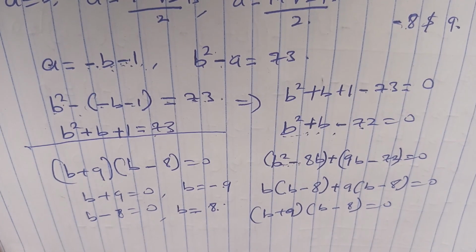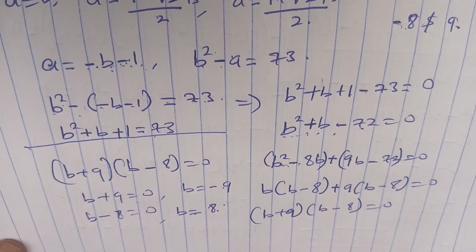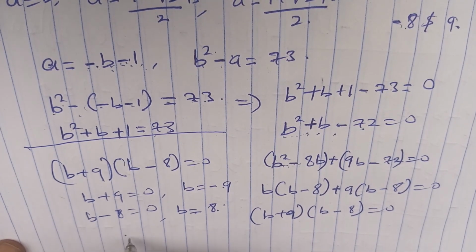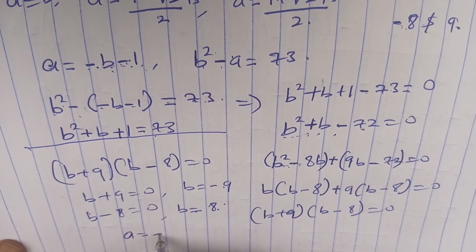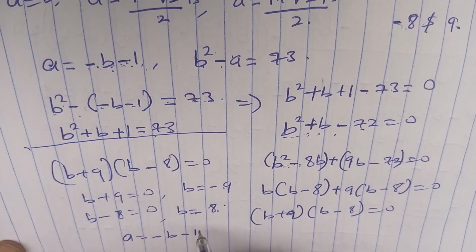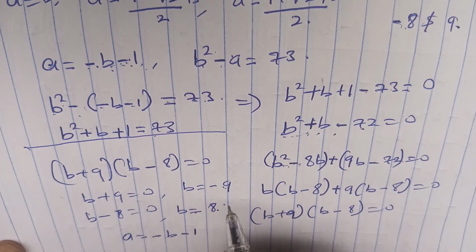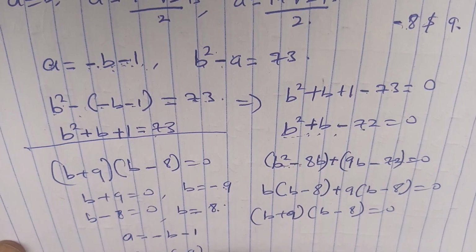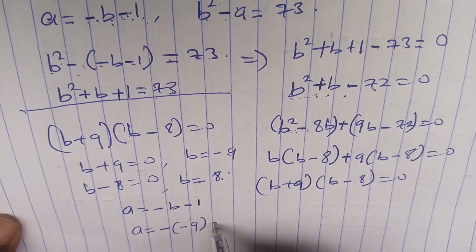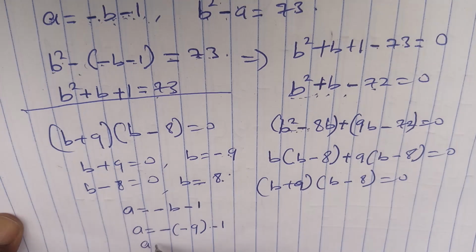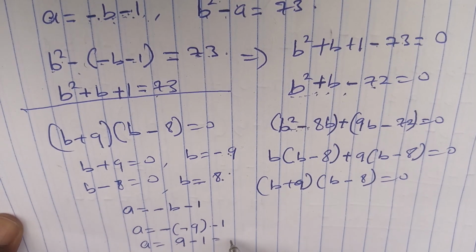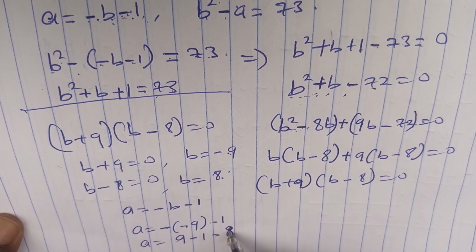Since we've done this, what are we going to do again? Recall I said a equals minus b minus 1. So when b equals minus 9, a equals minus open bracket minus 9 close bracket plus minus 1. Therefore our a becomes 9 minus 1, which equals 8.